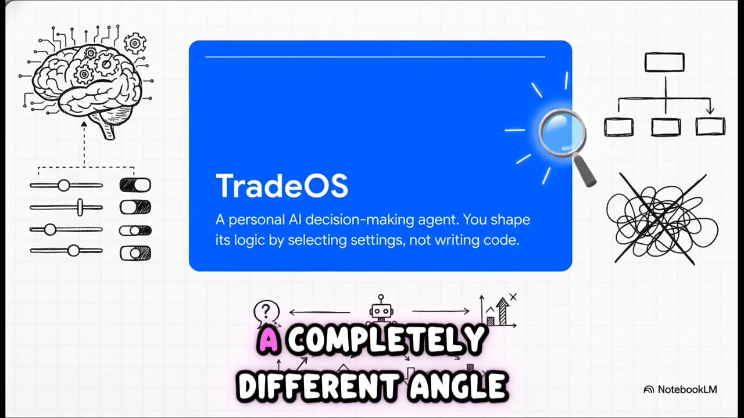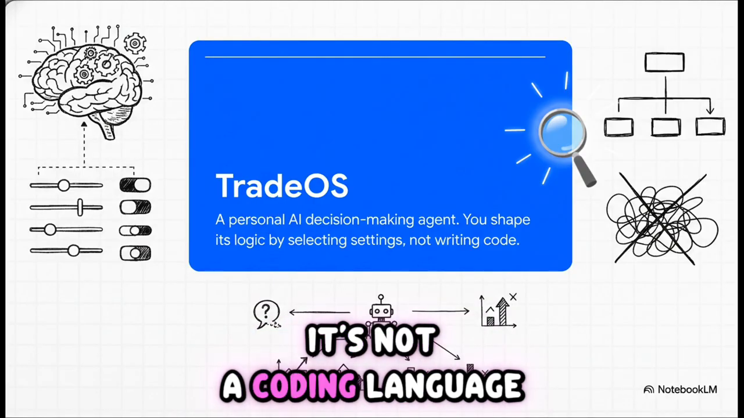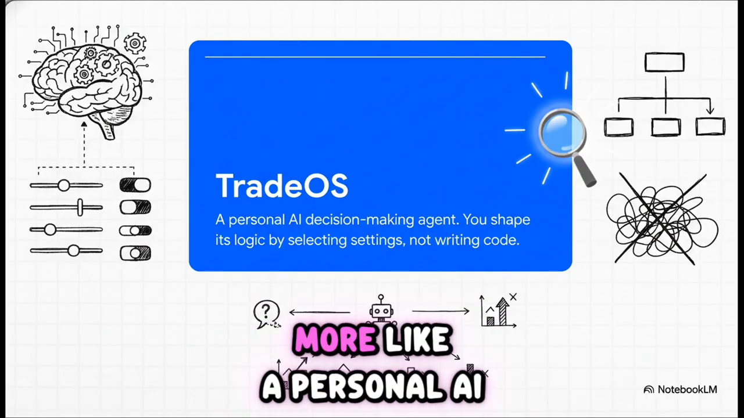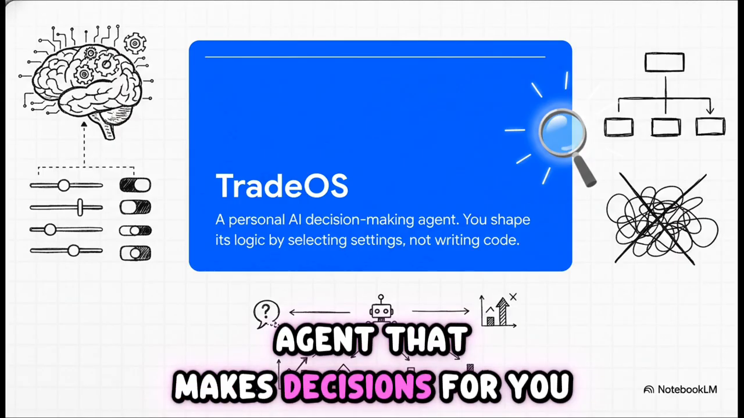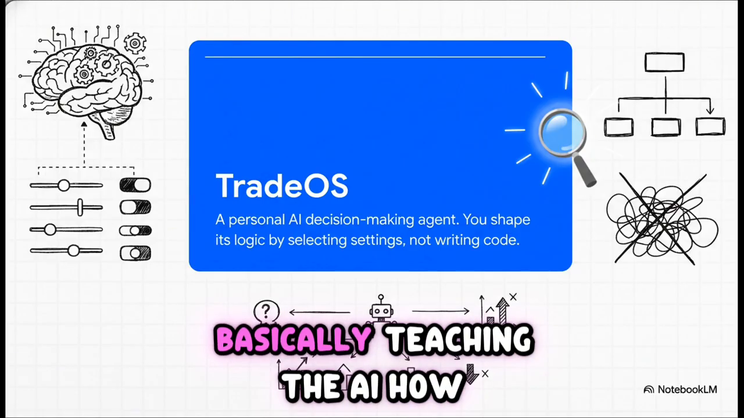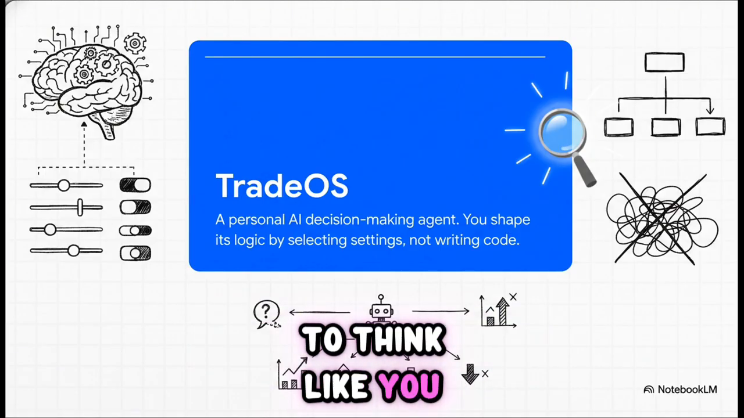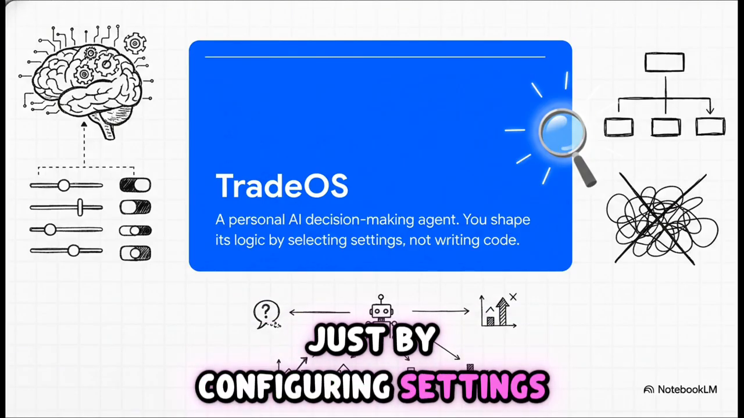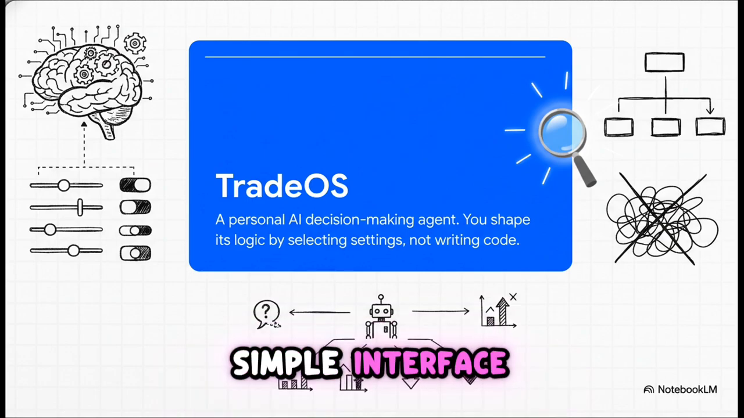So TradeOS takes a completely different angle. It's not a coding language at all. You can think of it more like a personal AI agent that makes decisions for you. You don't write scripts. Instead, you shape its logic, basically teaching the AI how to think like you, just by configuring settings and adjusting parameters through a simple interface.